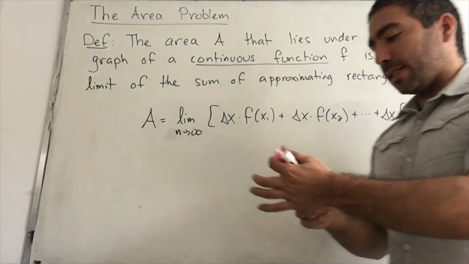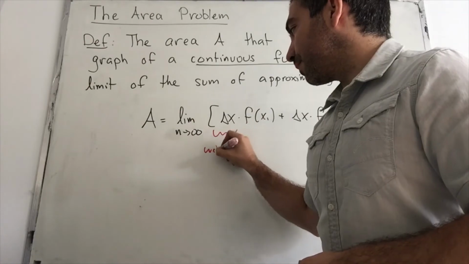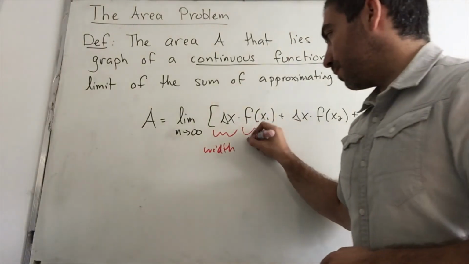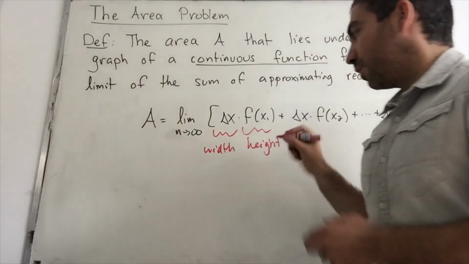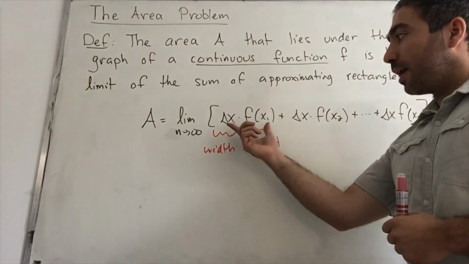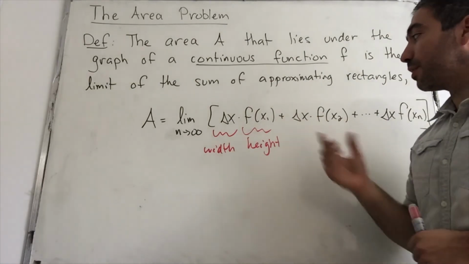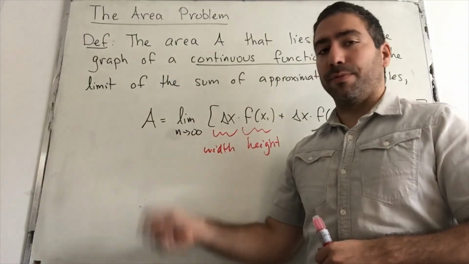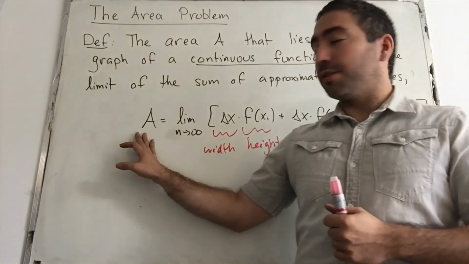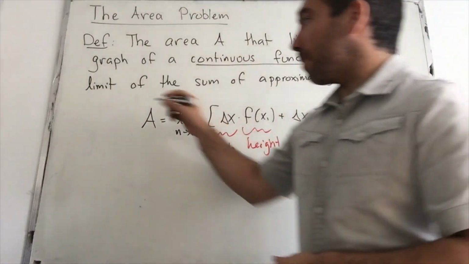So A is equal to the limit as n tends to infinity. Delta x is the width of the rectangle, whereas f of x1 is the height of the first rectangle. We're multiplying the width times the height because that's the area formula for a rectangle, and then we sum them up with all the other areas. We take the limit as n goes to infinity because we want the width to be as small as possible. This gives us the area underneath the curve of the entire shape. So this is the idea. This is what we're using.